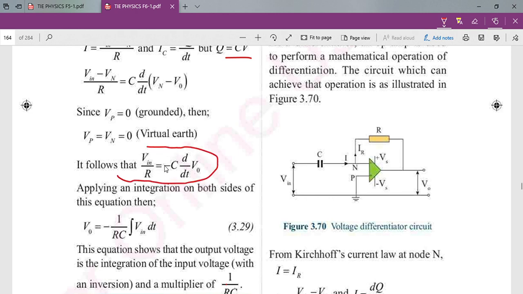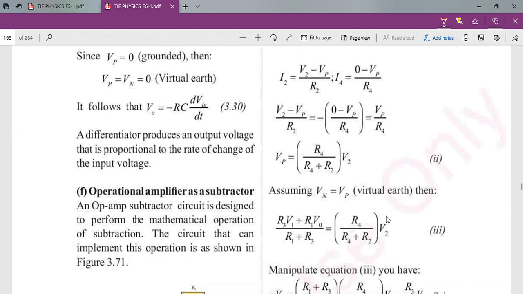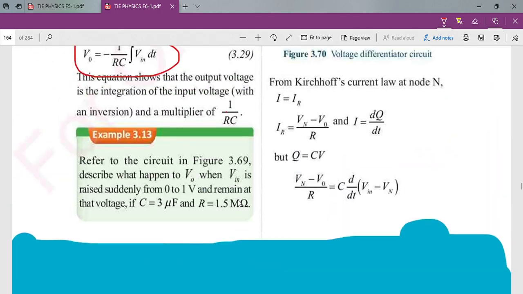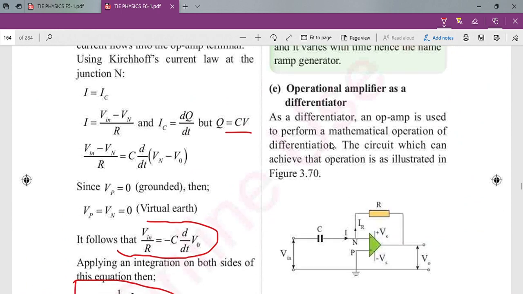Now you can put the sign of integration. Because C is constant, you take it out, then make Vo the subject. So you will obtain this formula for the case of the operational amplifier as integrator. Now let's check the operational amplifier as differentiator. Differentiator is the opposite of integrator. For integration, the capacitor is connected here, but for the differentiator, it is connected here.